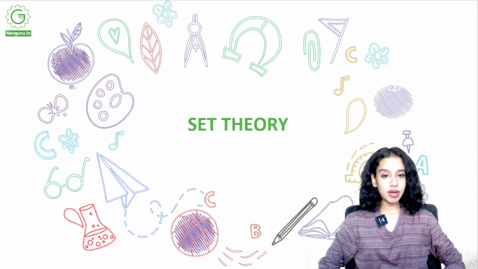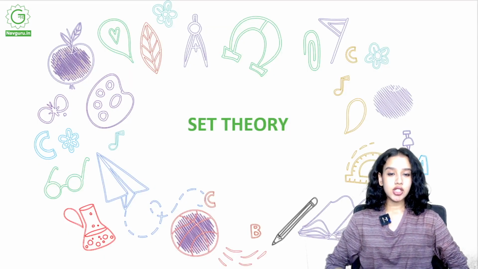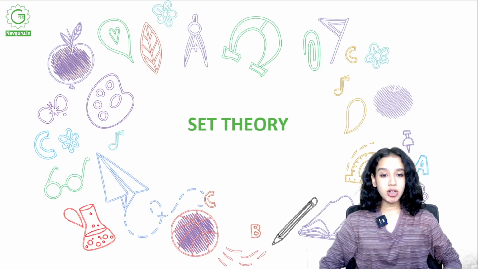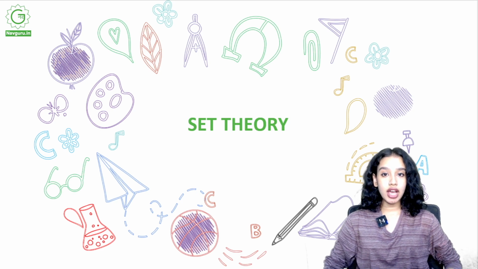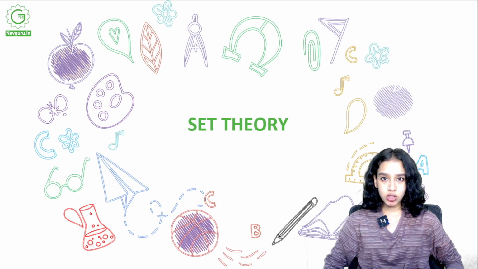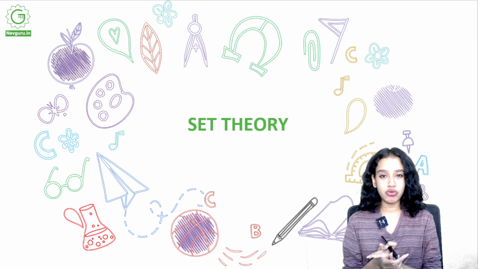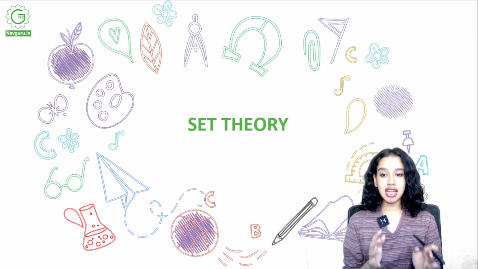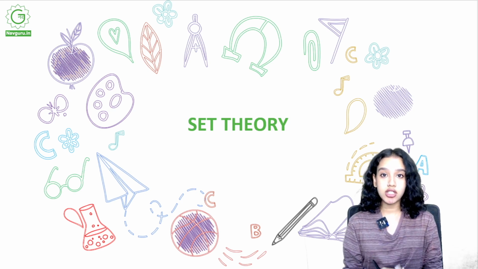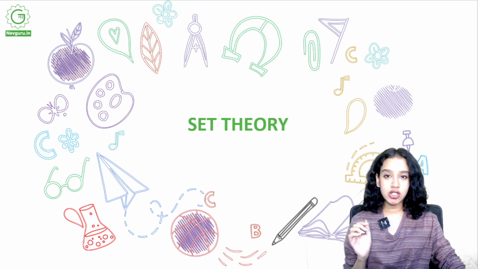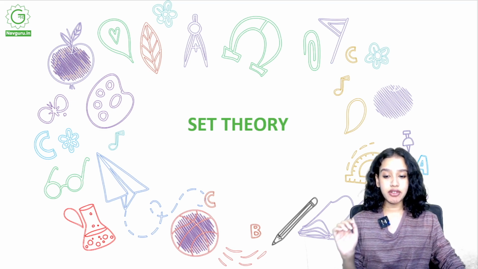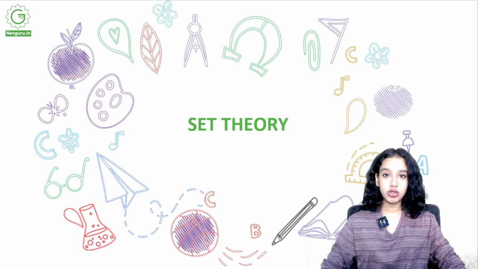Let's start with a new chapter, which is set theory. In this chapter, we'll be talking about what sets are, what the properties of sets are, and why sets are used, or what the uses of sets are. It's a very easy chapter to score because the concepts are very simple. You just have to understand the concept, and then perform simple and minute operations on them, and this chapter would be a very good point to score.